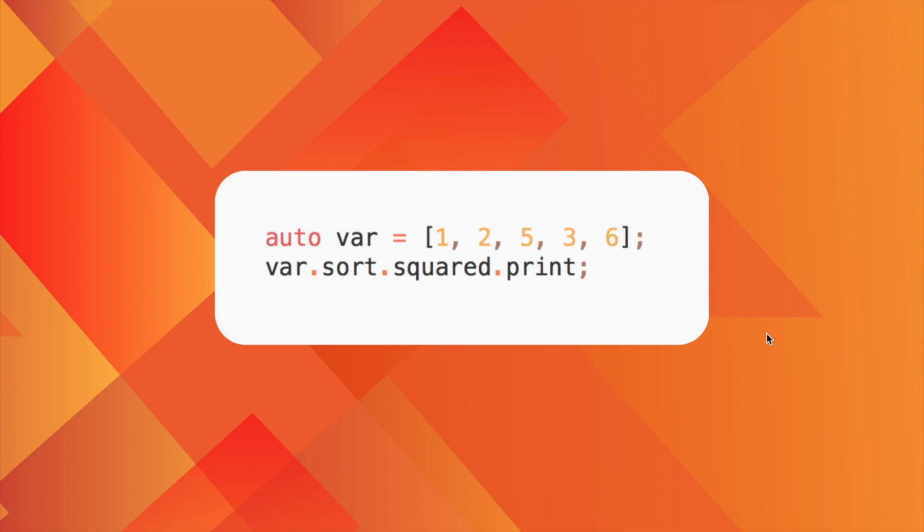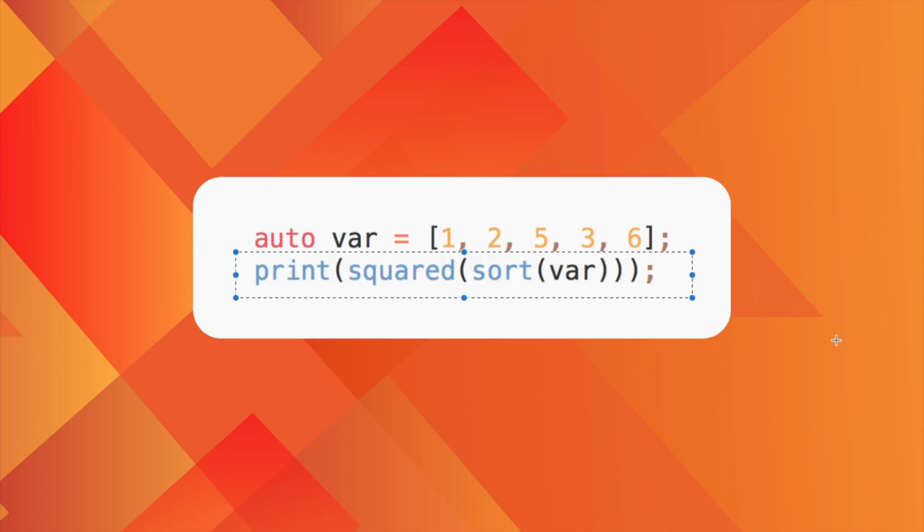When we chain functions like this, as in the previous example, it is called uniform function call syntax. It enables the member function syntax even for ordinary functions. This feature is extremely useful when chaining complex function calls, allowing you to write the code the way you think.